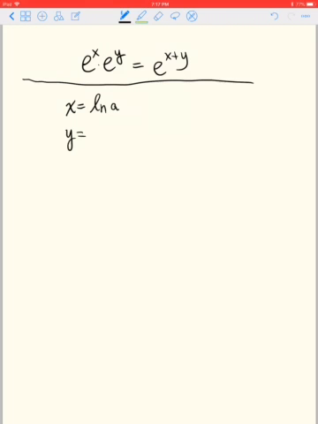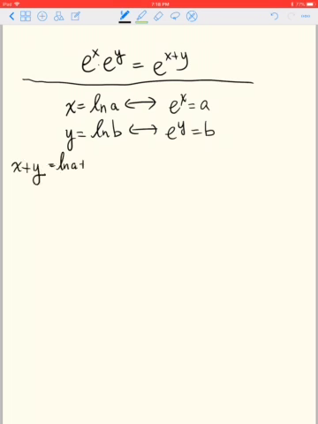Well, let's try this again. Let's say if x equals the log of a and y equals the log of b, well, again, this should mean that e to the x is a, this should mean that e to the y is b.